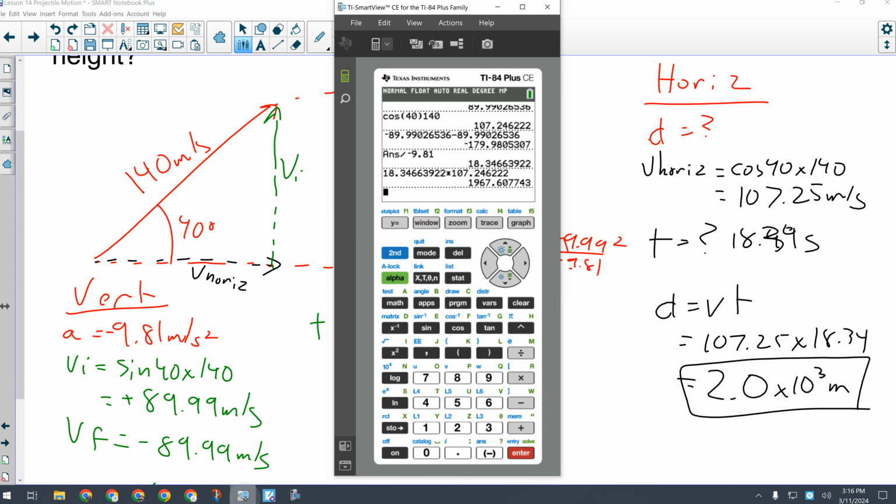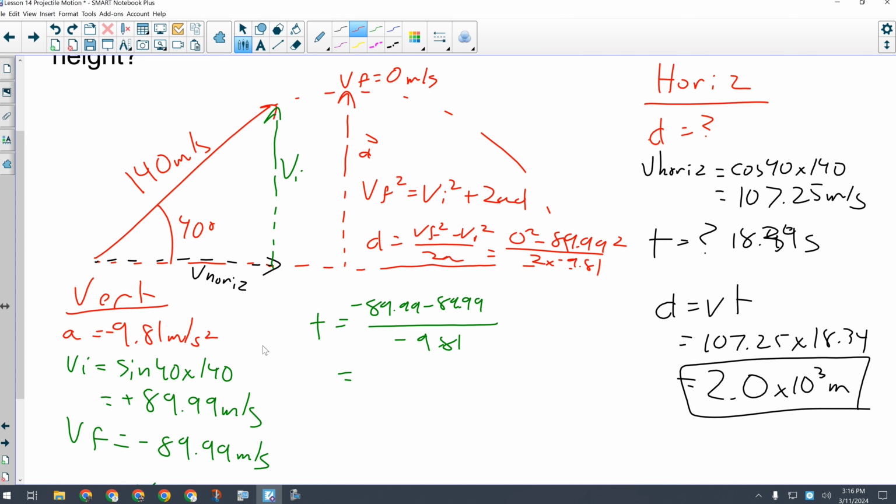I'm going to shortcut that and just do this. It's going to reach a maximum height of 413 meters. Actually, we only have two significant digits, so 4.1 times 10 to the 2 meters. You'll get the same answer using the other formula.